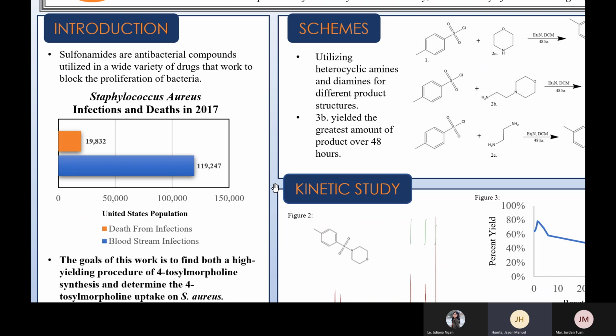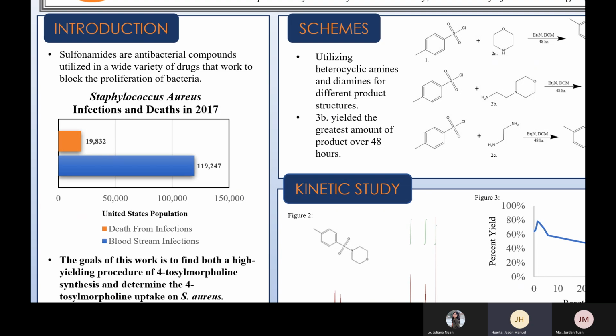They are efficient at stopping the synthesis of folic acid by the inhibition of para-aminobenzoic acid, which is necessary for bacteria to grow. A prevalent bacteria that is commonly present on the skin is Staphylococcus aureus, but a more threatening variant of the bacteria that is common in hospitals is methicillin-resistant Staphylococcus aureus, or MRSA.